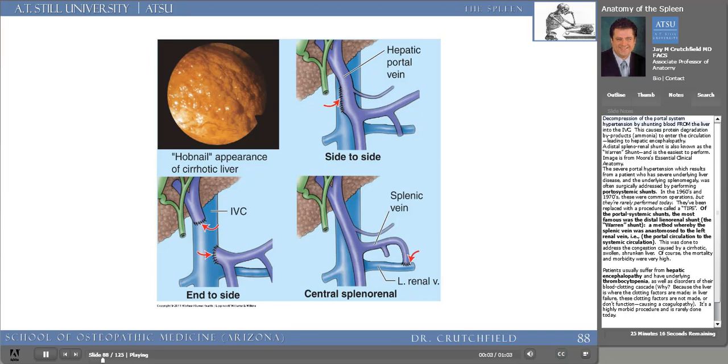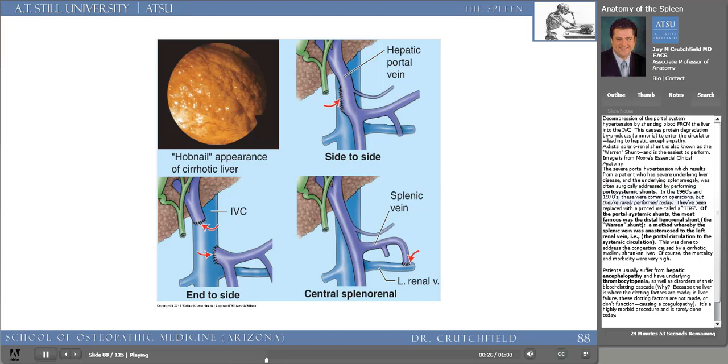The severe portal hypertension, which results from a patient who has severe underlying liver disease and the underlying splenomegaly, is often surgically addressed by performing portosystemic shunts. In the 60s and 70s, these were common operations, but they're rarely performed today. They've been replaced with a procedure called a TIPS. We'll look at that in the next slide.